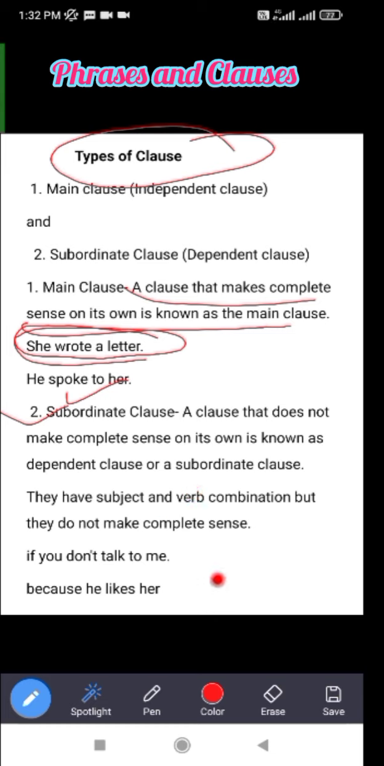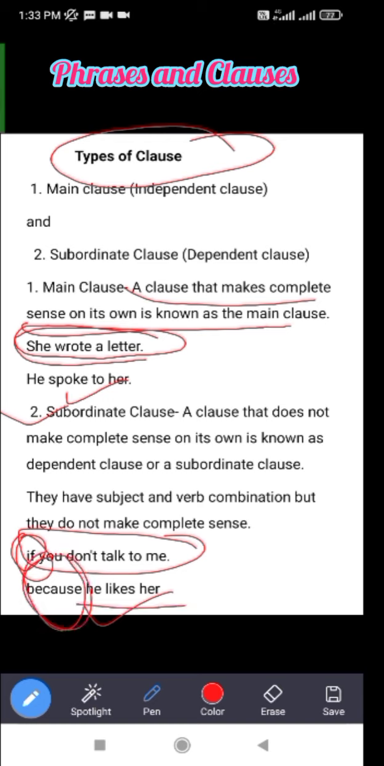I have written an example. If you do not talk to me, that is a subordinate clause. Here one conjunction is added that makes it incomplete. You do not talk to me, that is complete. But "if" is added, and because of this conjunction, it has become incomplete. Next is, because he likes her. Because he likes, again conjunction. This conjunction makes it incomplete. I have not put a full stop here, by mistake it is there. So it is incomplete. So these are the types of clauses.